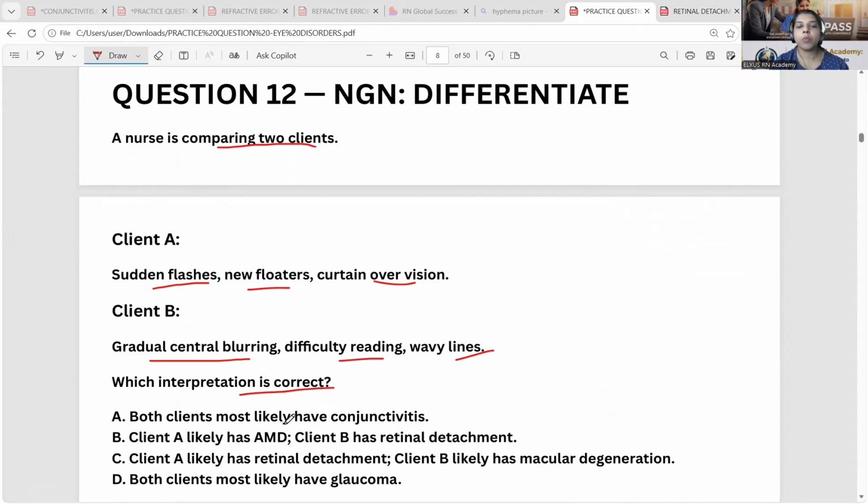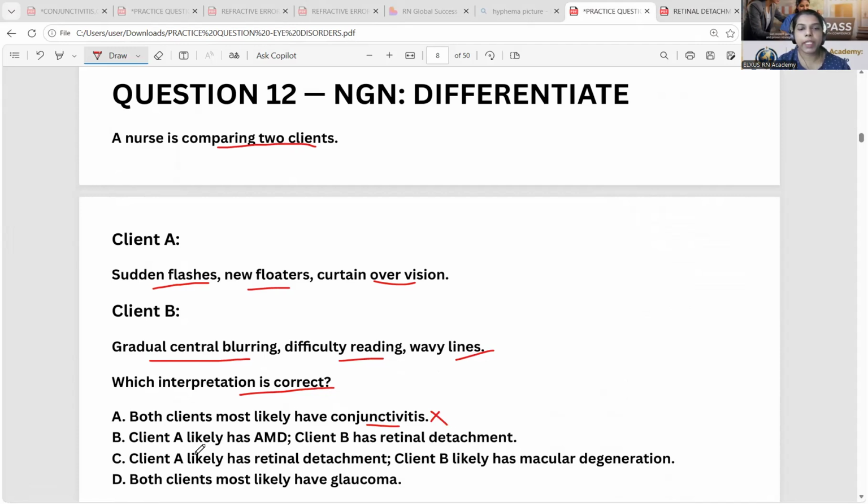Both clients most likely have conjunctivitis. No, the given symptoms are not related with conjunctivitis. Conjunctivitis means what? Inflammation of the conjunctiva. The other name of conjunctivitis is pink eye. The client will show the red eye as the significant symptom of conjunctivitis. So the given symptoms are not related with this, and we can eliminate option A.